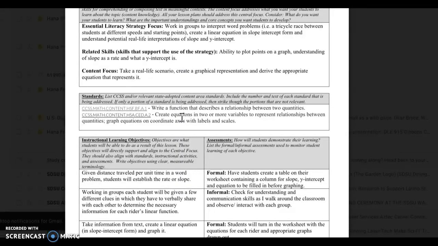I'm going to stick here with the lesson plan that I filled out. I took the blank one and used it for math methods. The next portion is the standards. This particular lesson covered this standard here, which was to write a function that describes a relationship between two quantities. And the second one was to create equations in two or more variables, x and y in my case, to represent relationships between quantities, and graph equations on a coordinate axis with labels and scales.